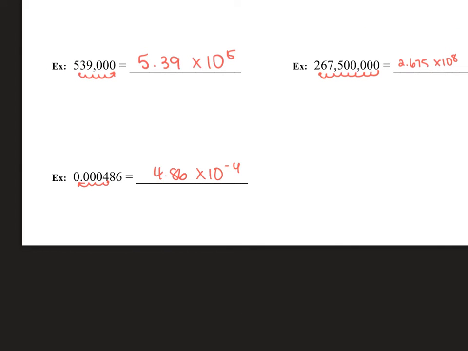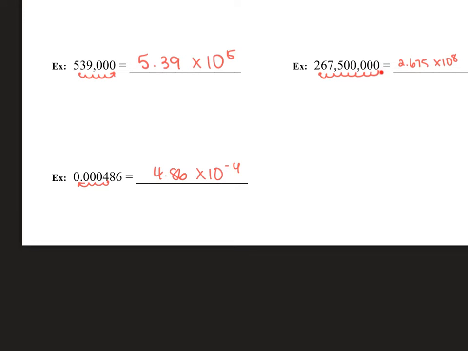So on my first example, 539,000. Here's my invisible decimal point. I need to bring it back so it's between the 5 and the 3, one digit on the left. That gives me 5.39. If someone were looking at that, to get back to the bigger number of 539,000, they would need to move it 5 times to the right, so an exponent of positive 5.